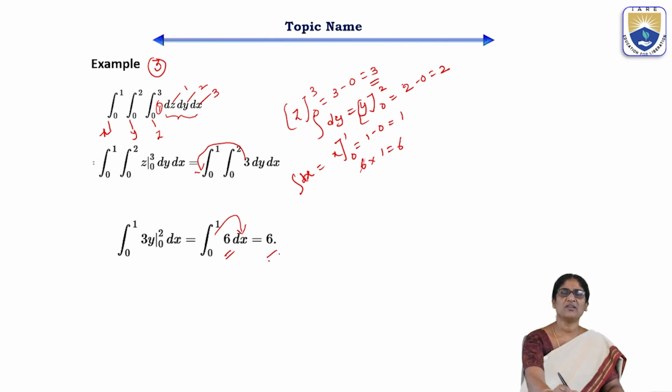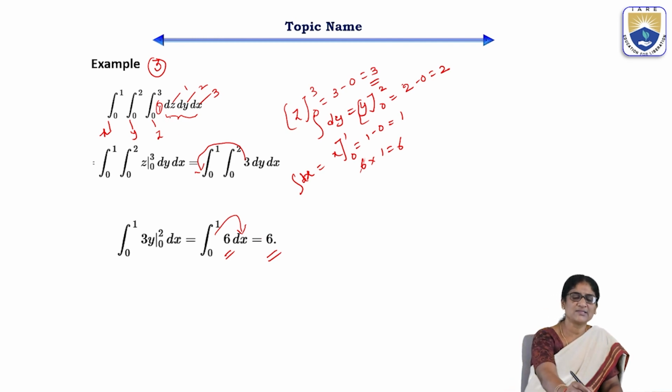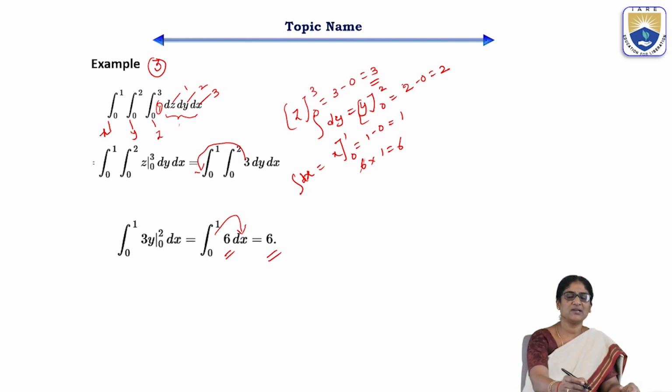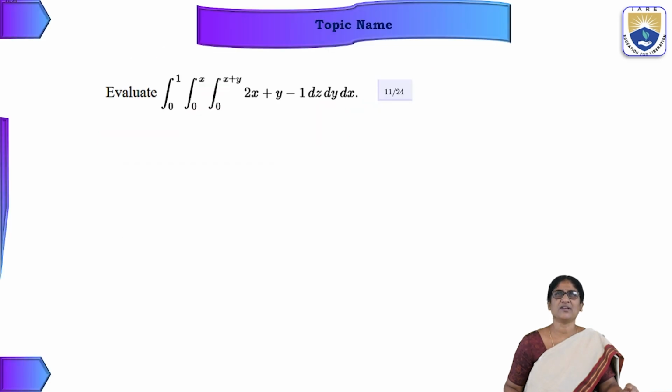So remember, whenever the limits are given in terms of constants, then you follow the order of the derivation that is given inside. If it is in terms of variables, then you can follow the variables as the order, and one by one the variables can be eliminated. Let us do one more example here.